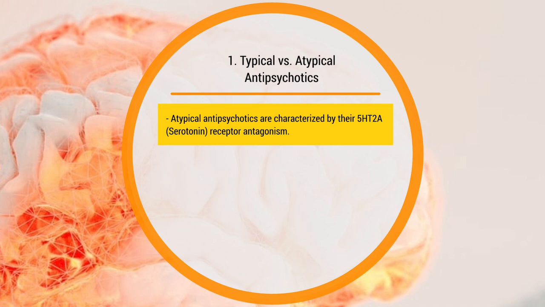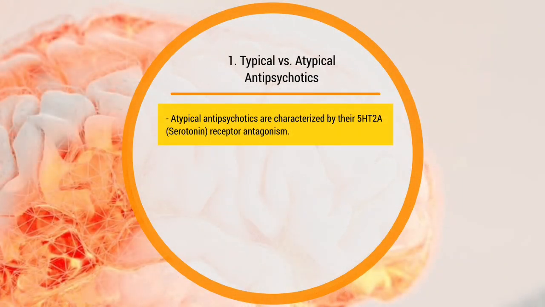So, what is the difference then? Well, it's quite simple, but yet super important to know this difference. Okay. So, the typical is the older generation, atypical, the new generation that is characterized by their 5-HT2A, which is the serotonin antagonism receptor. So the first generation lacks the 5-HT2A, while the second generation has it. And that is one of the main differences.